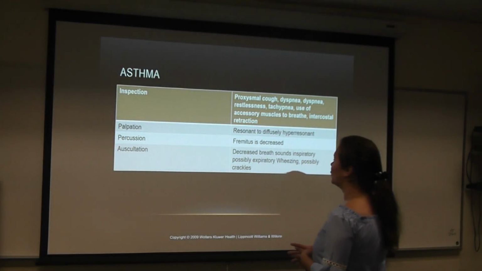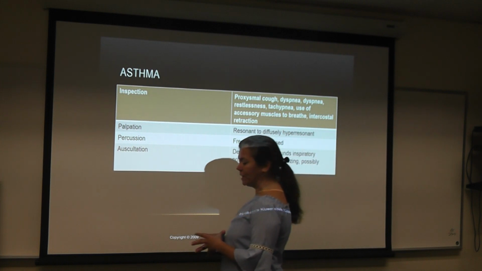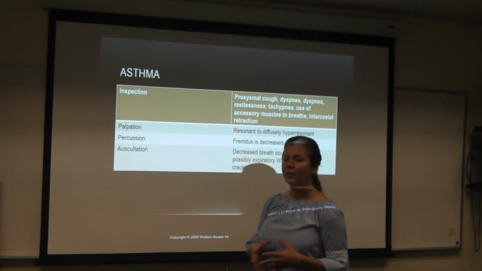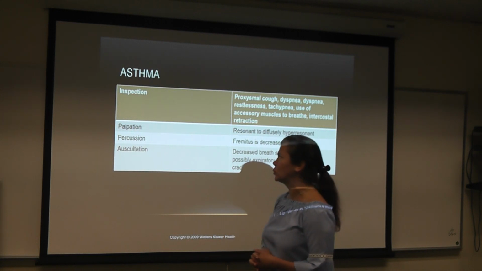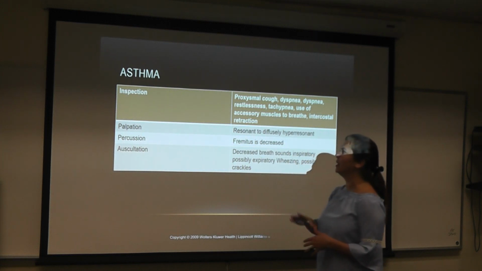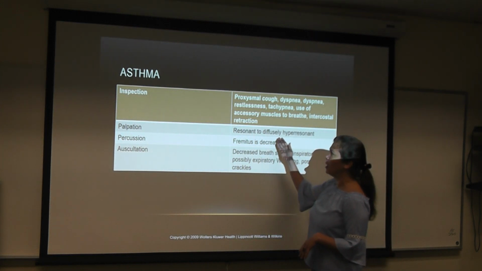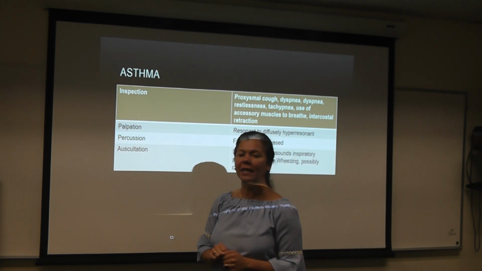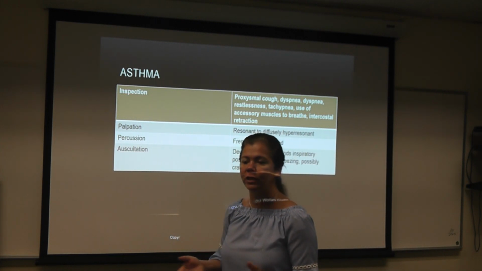Asthma, this is no more than a hyperreactive airway disease. Patients with asthma also come with dyspnea. They come with tachypnea and tachycardia. They can also use accessory muscles, so you can see that in inspection. In palpation, remember the voice fremitus, they decrease in this condition.